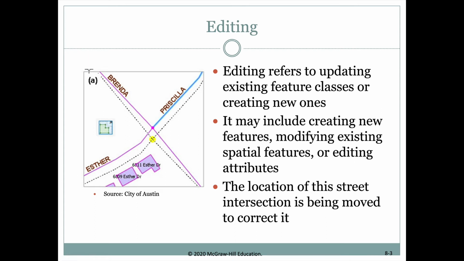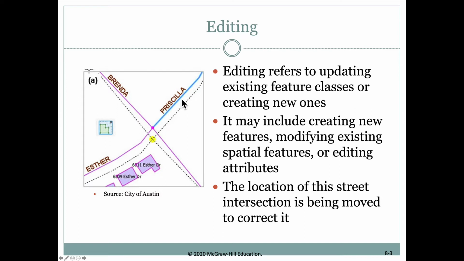Let's talk about editing and snapping. Editing refers to when we take existing features and we either modify those features or update them, or create new features. So in this example here, it could involve moving this intersection, which is misplaced here currently in the GIS, and moving it to this location here.